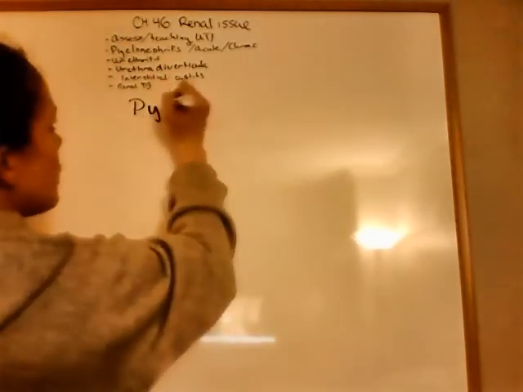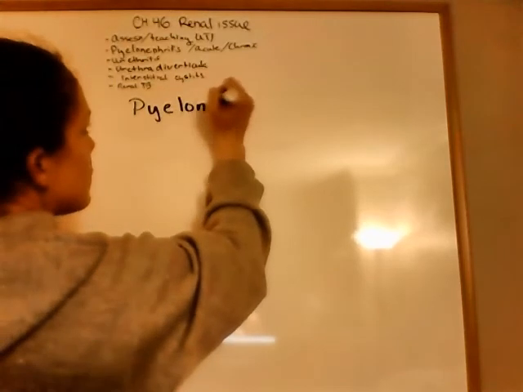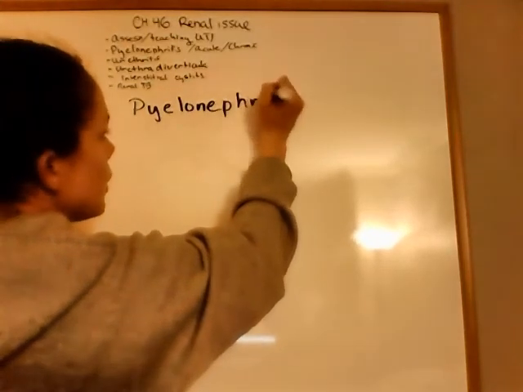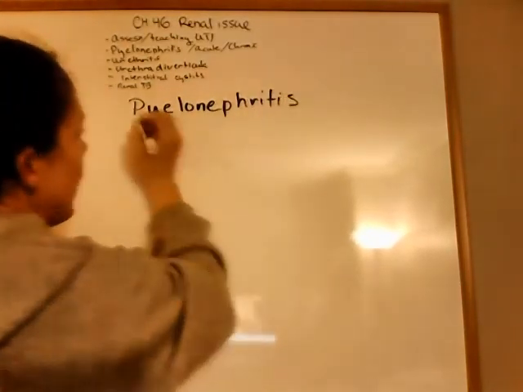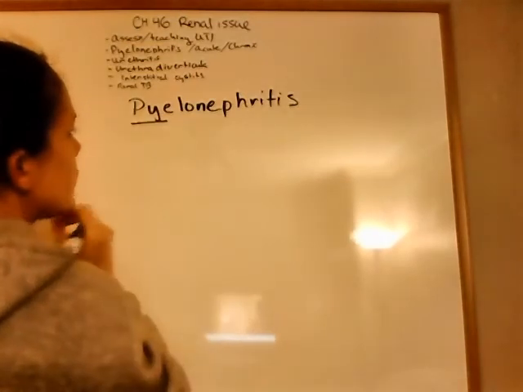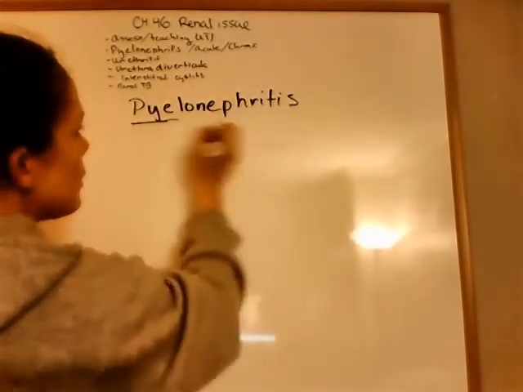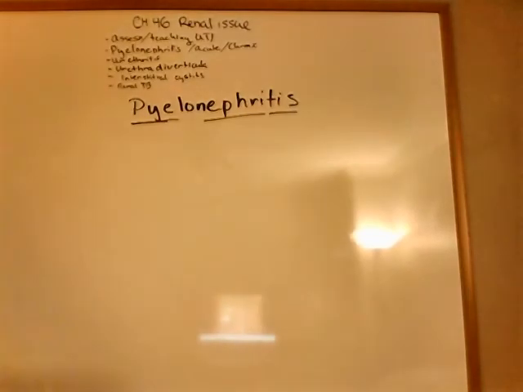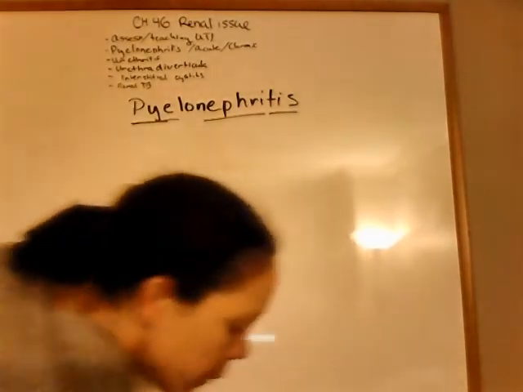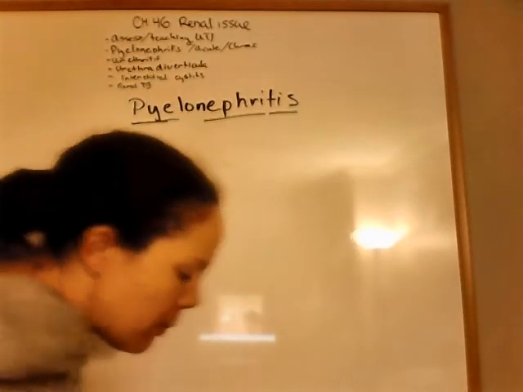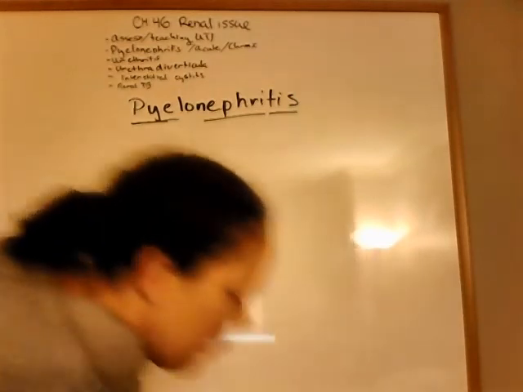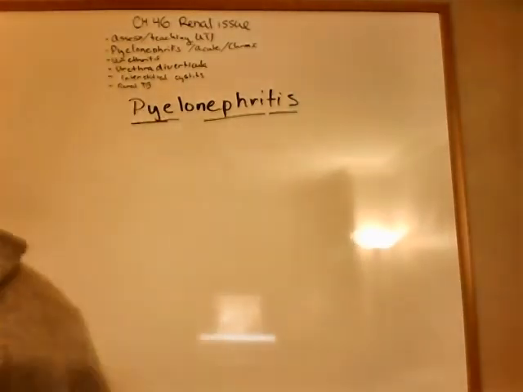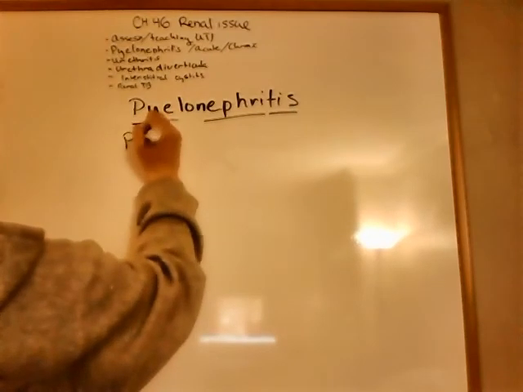So pyelonephritis. All right, so pyelo, in this case kidneys, nephrons, inflammation. So we have kidney nephron inflammation, and it talked about acute and chronic pyelonephritis, and it references this, so I'm going to go over this.